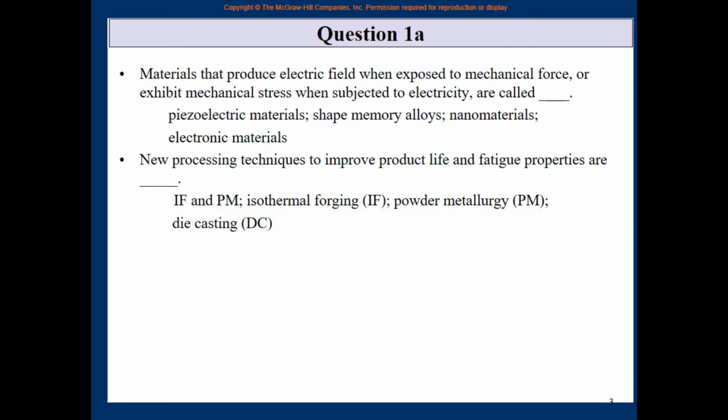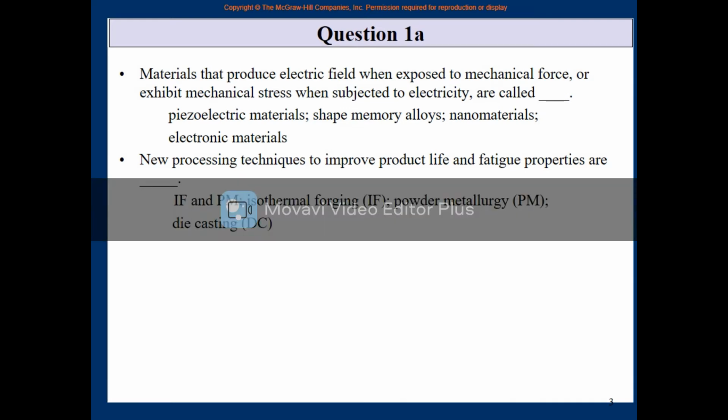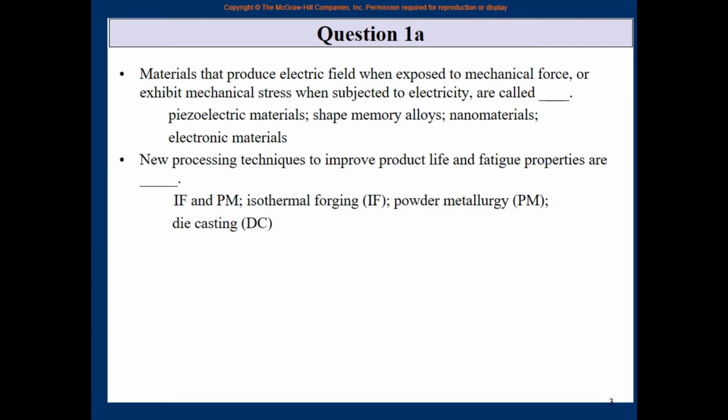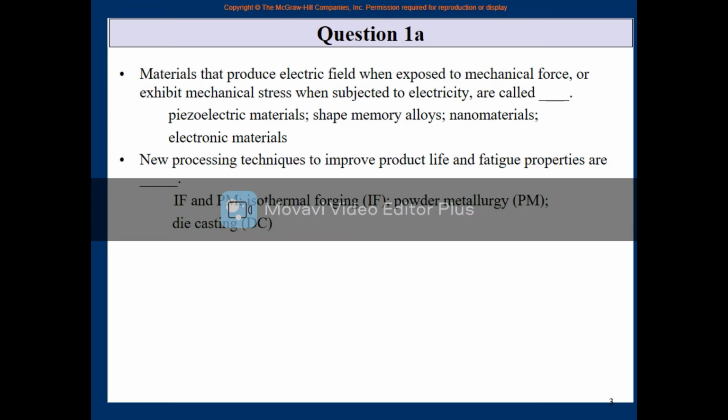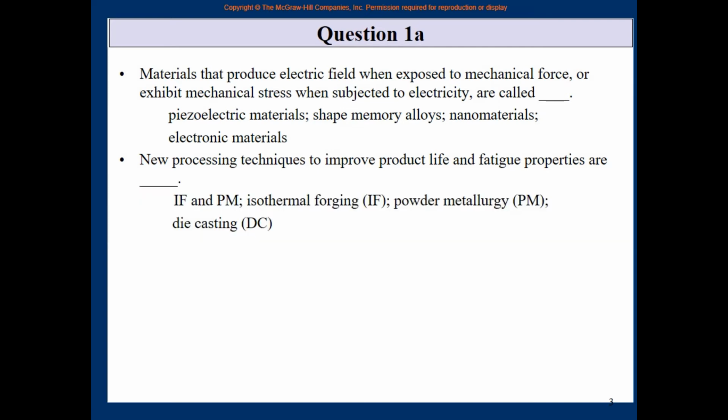So if you went through chapter 1 a little carefully, or you go back and quickly visit it, then isothermal forging and powder metallurgy are two very new techniques developed only in the last half century or so, and they can increase the product life of a lot of products and the fatigue properties. Those are machines which go through cyclic stresses, up and down, up and down, like the piston cylinder in the car, it is a fatigue motion, or a motor or a generator, it is rotating all the time, so it is a fatigue motion, right? So this is the answer. Let's go to the next one.